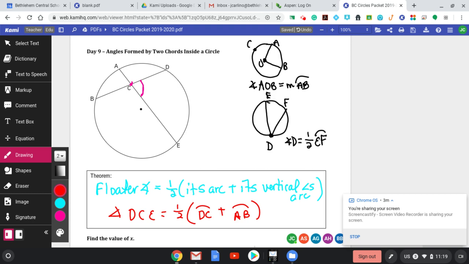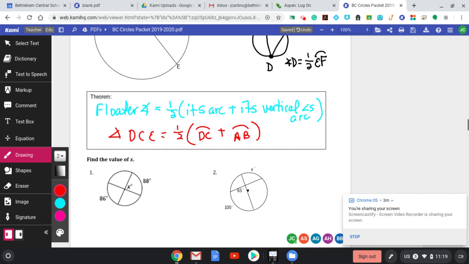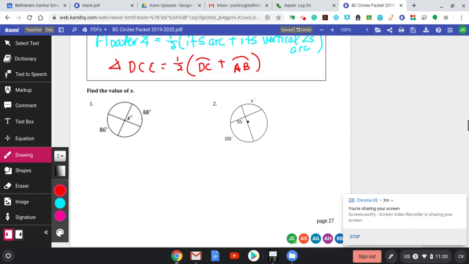So we're going to start lightweight and then get up to heavyweight, beefy problems here. On number 1, I'm not going to assume, I'm going to tell you that right there X is not the center. It's floating in the circle. So what I can do is, since it's a floater angle, take 1/2 its arc, 88, plus its vertical angle's arc, 86, and take half of that sum.